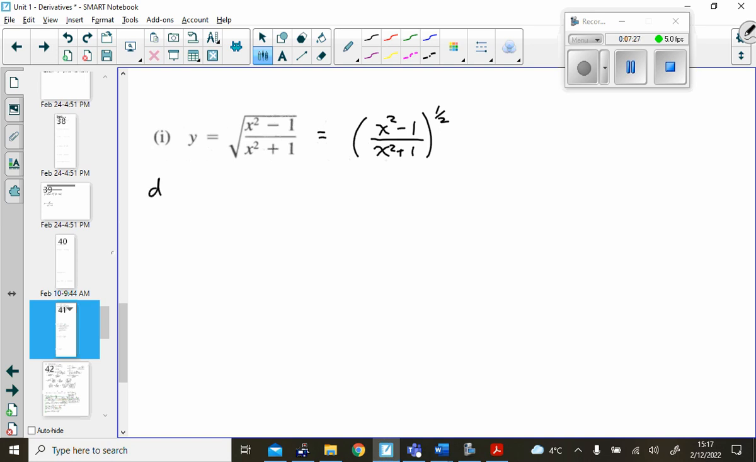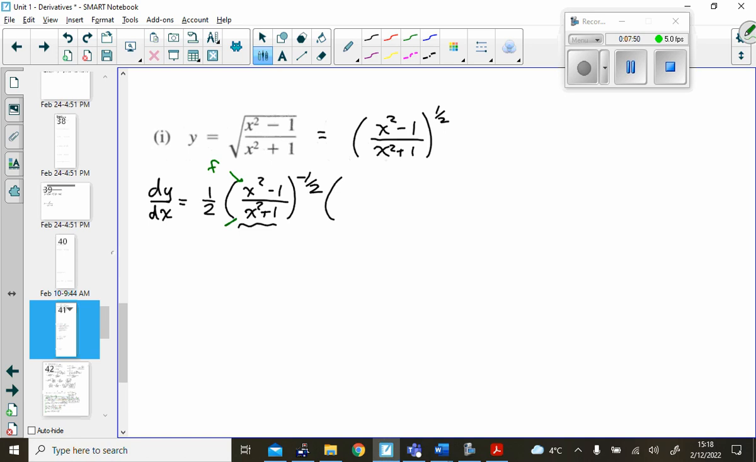To get this derivative, I'm going to take the power down. I'm going to keep the bracket the same. I'm going to subtract 1 from the power. Then I'm going to take the derivative of what's inside.